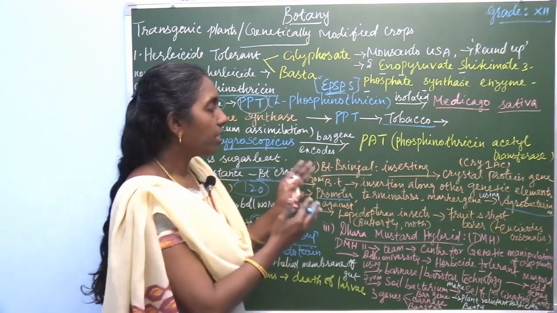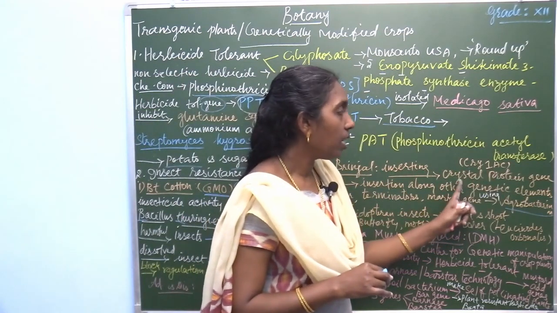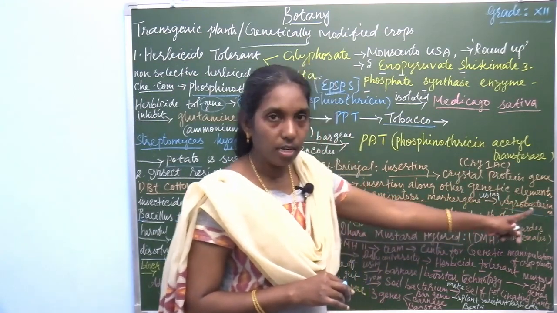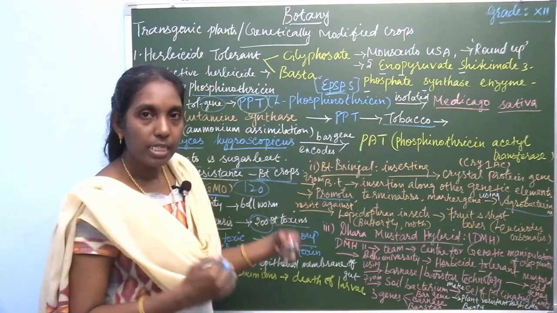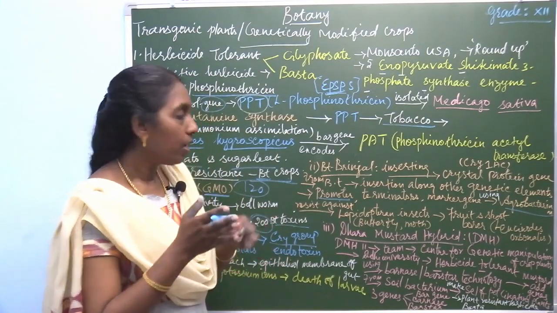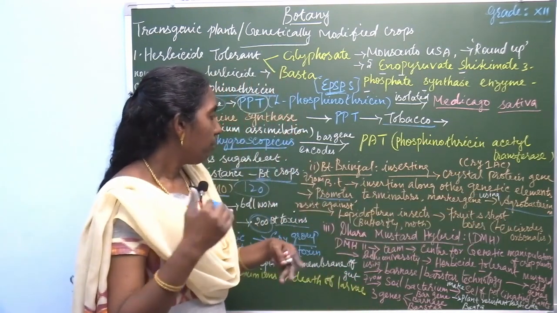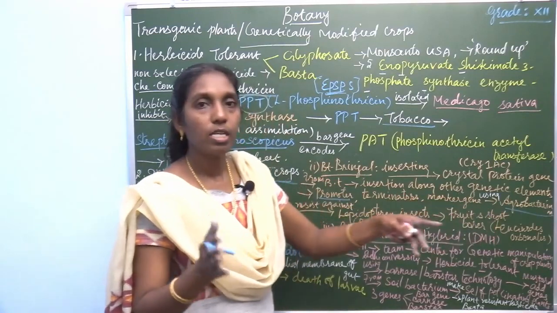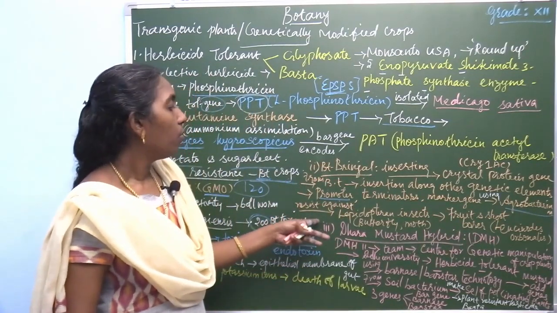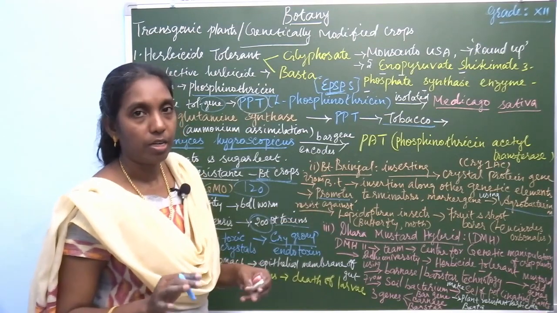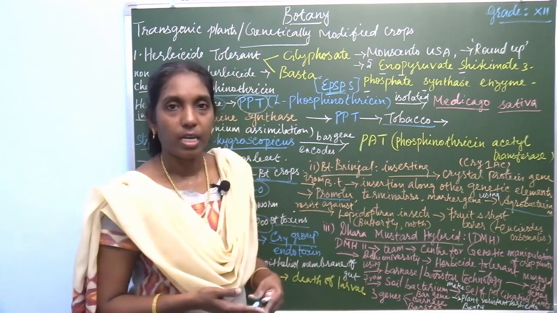So in BT brinjal, the gene inserted is CRY1AC, the crystal protein gene isolated from Bacillus thuringiensis. It is inserted along with genetic elements with the help of the soil bacterium Agrobacterium tumefaciens, and it is resistant against Lepidoptera larva. Lepidoptera insects are butterflies and moths.